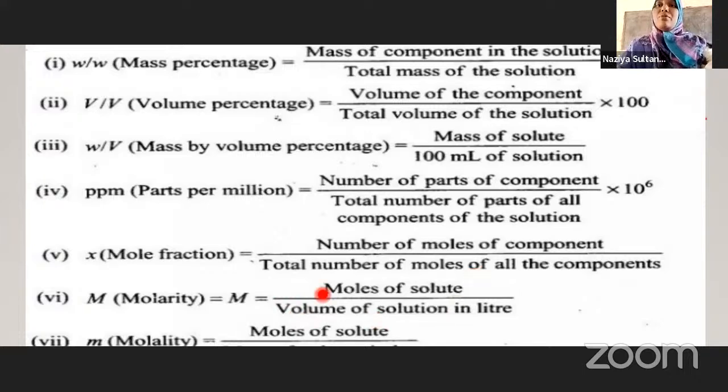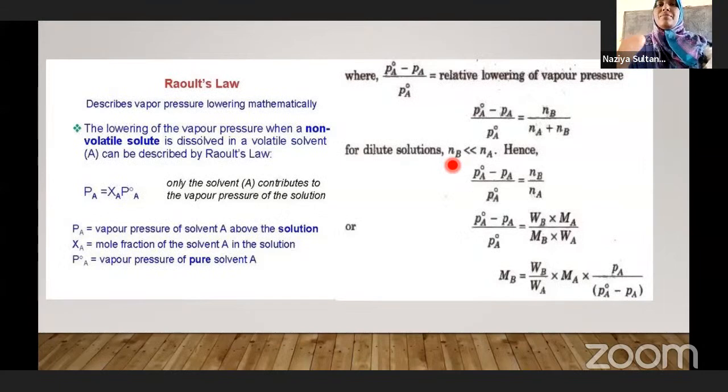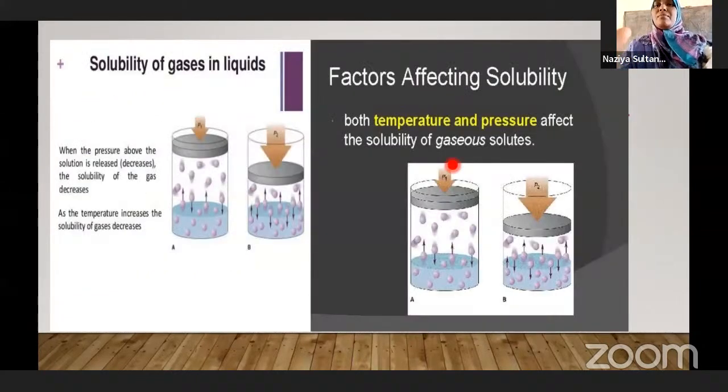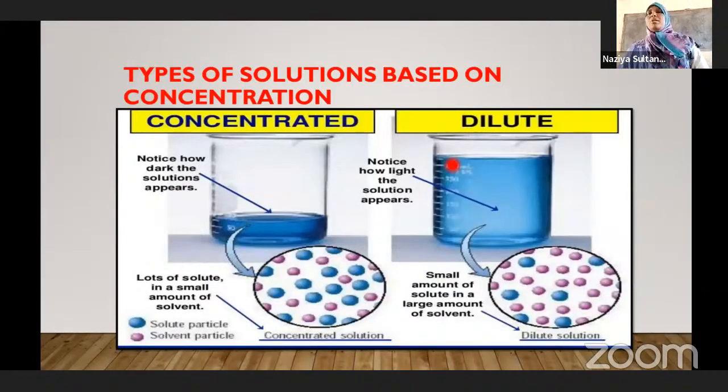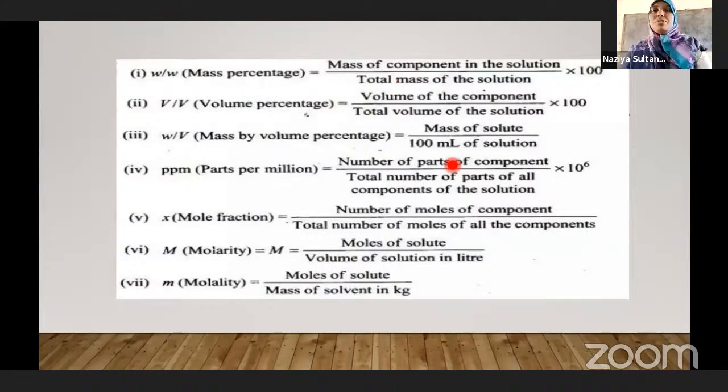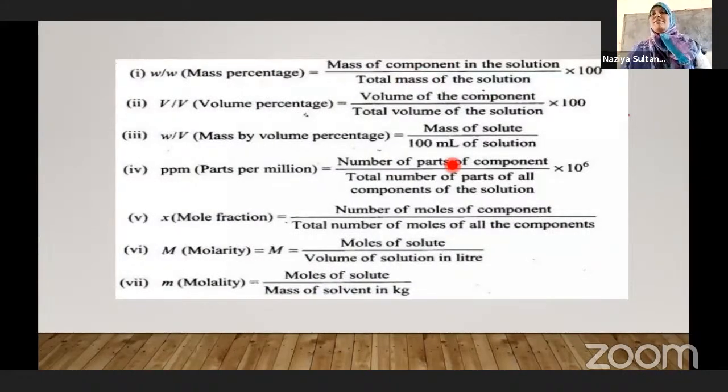It is the ratio of the number of moles of solute present in a given volume of solution expressed in liters. Okay. Next, another method is molality. Molality is the number of moles of solute present in a given mass of solvent. Here, molality is per mass of solvent. Please make a note of this.